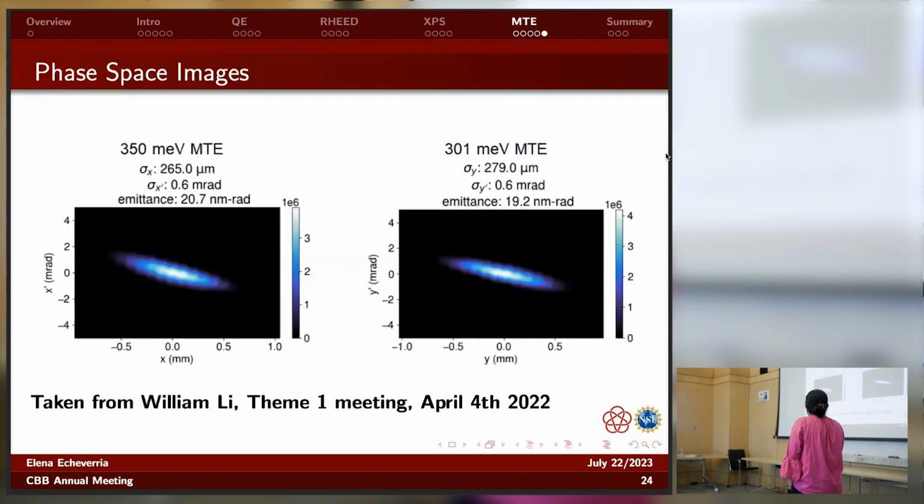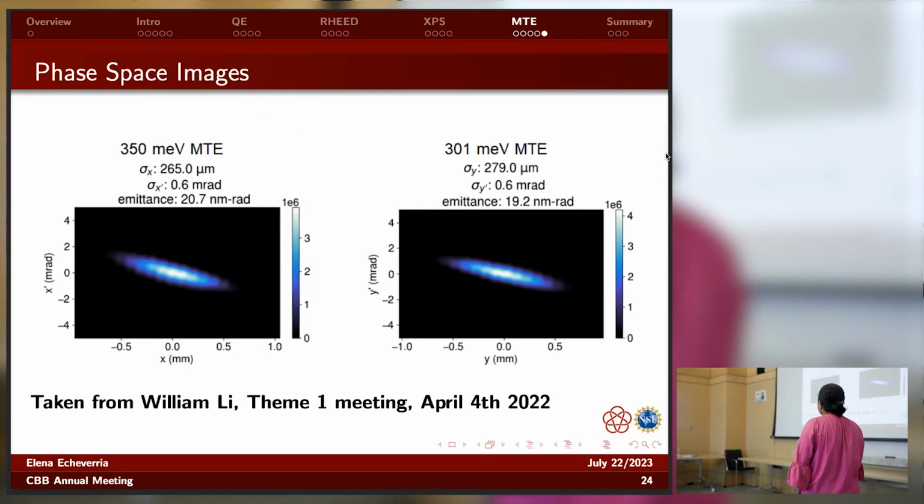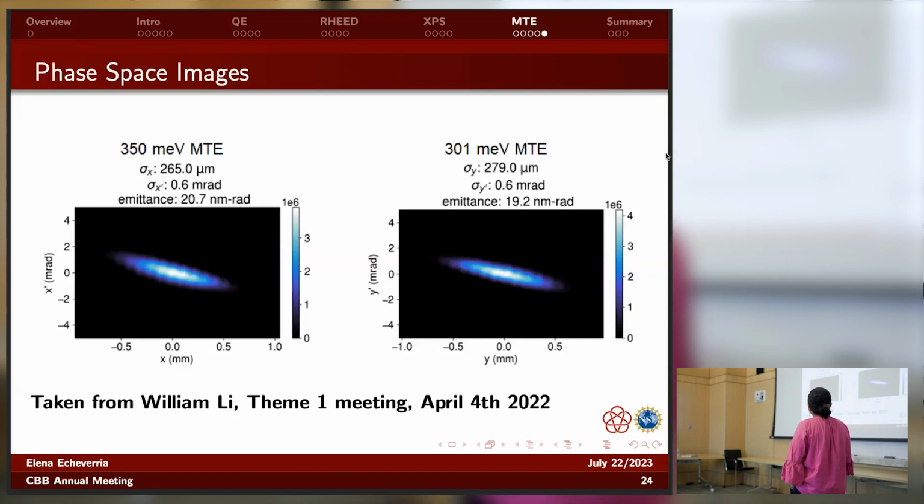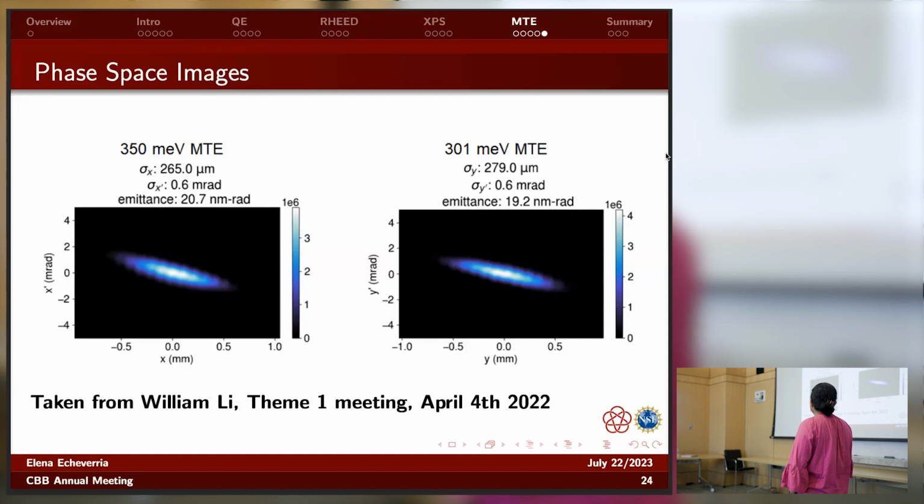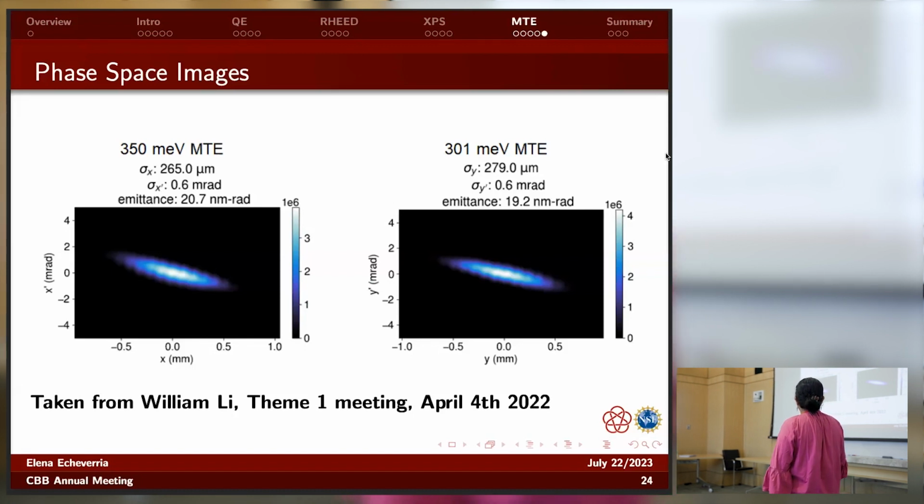Okay, and here we have a few examples of the kind of images that we will obtain for the MTE. These images were taken from the talk from William Lee in our group. And here what he was presenting is the MTE of a cesium-3 antimony cathode. So again, these are the phase space plots or images. From these plots, he can get the emittance for each component. And from that, he obtained the information about the MTE of the samples.